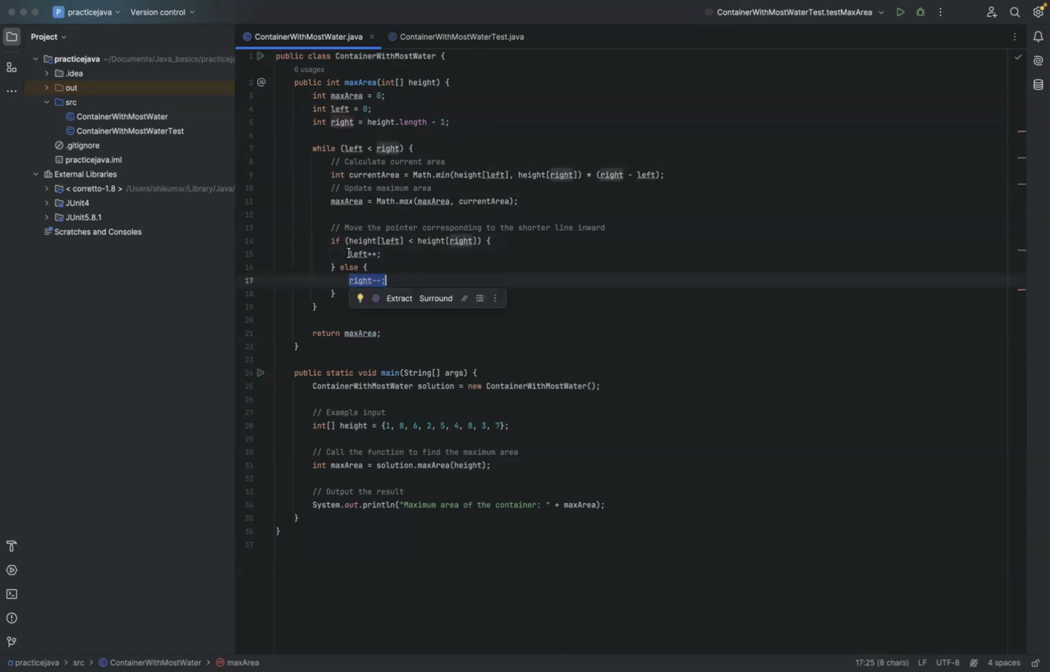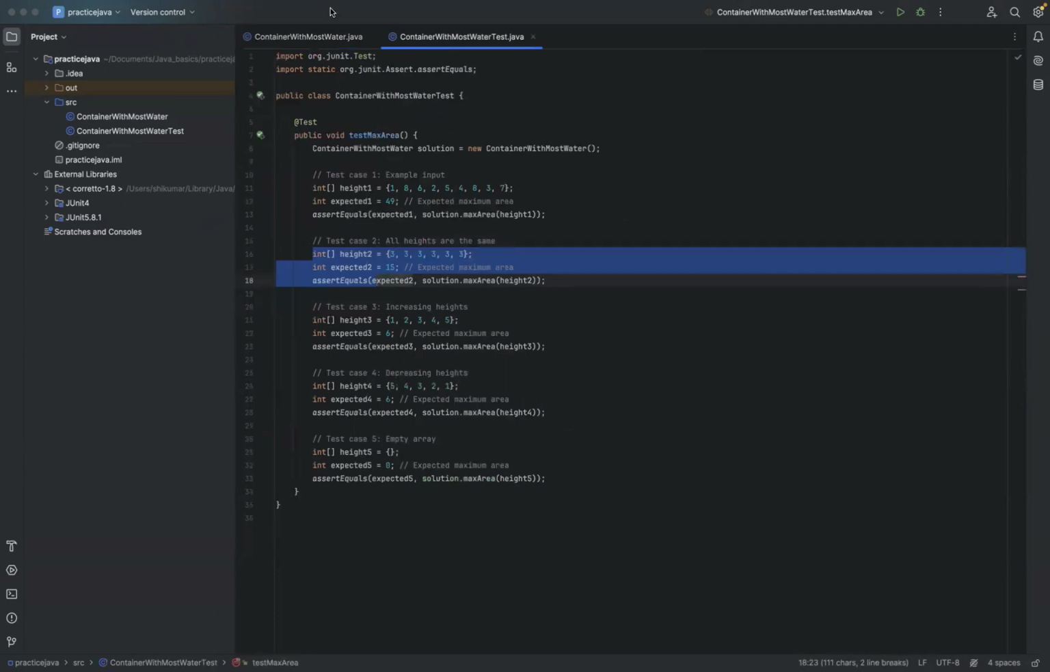So if left is less than the right, then we will simply move the left one position forward. In the other scenario, we will do the right minus minus. And at the end, whatever max area is stored in this variable, we will return it, and that's what the answer will be.